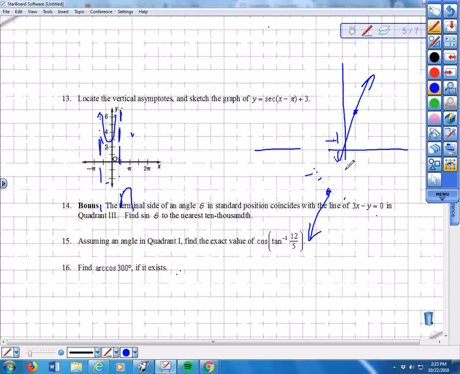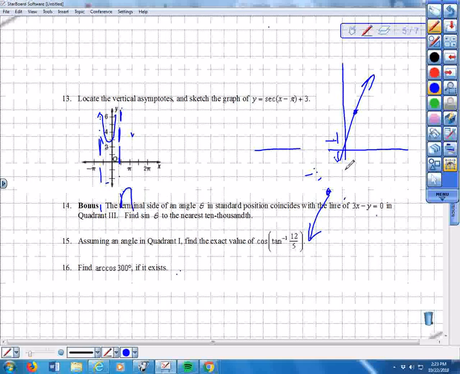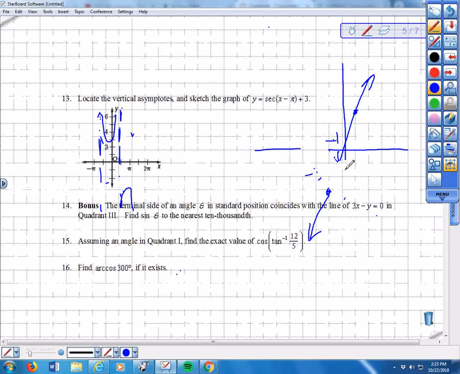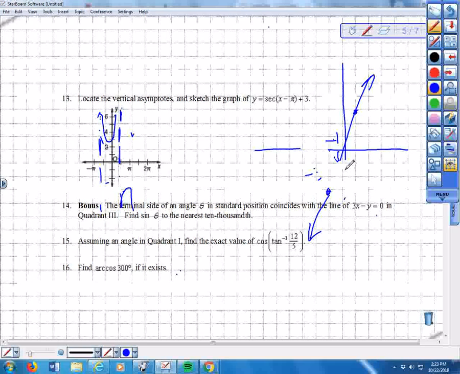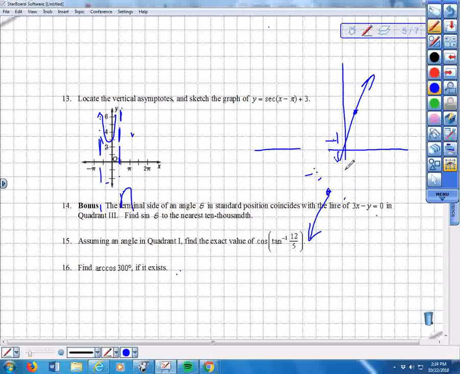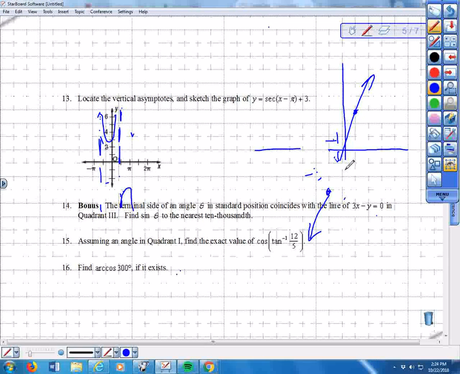That makes sense? Those are really easy. They just look hard. All you need to do is draw the line, make your reference angle, and then answer the question. Okay? Questions?